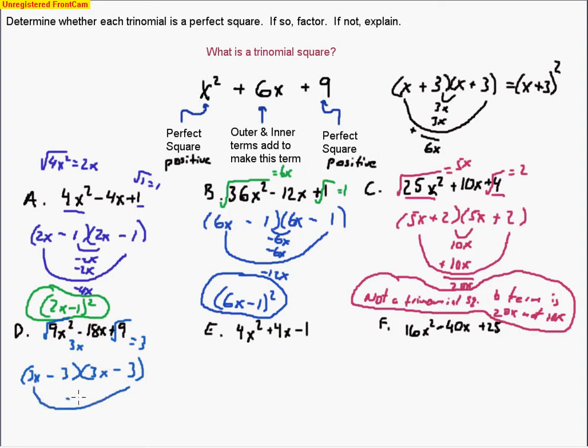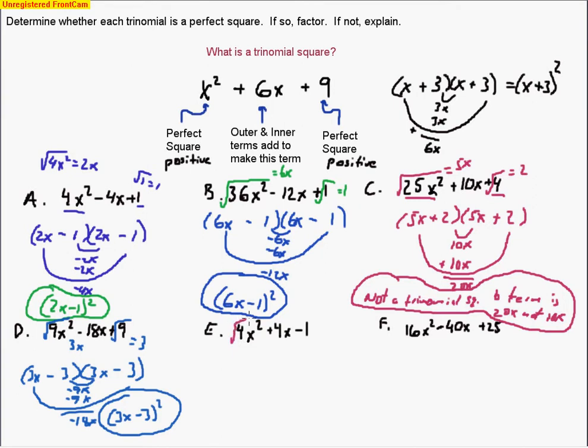Well, the first terms make negative 9x, the second terms make negative 9x, and remember the trinomial square, both terms will be the same. And so if you double one of them, you'll get the middle term, which is negative 18x, so it does end up working out. So 3x minus 3, that is the answer. It's a quantity being squared.